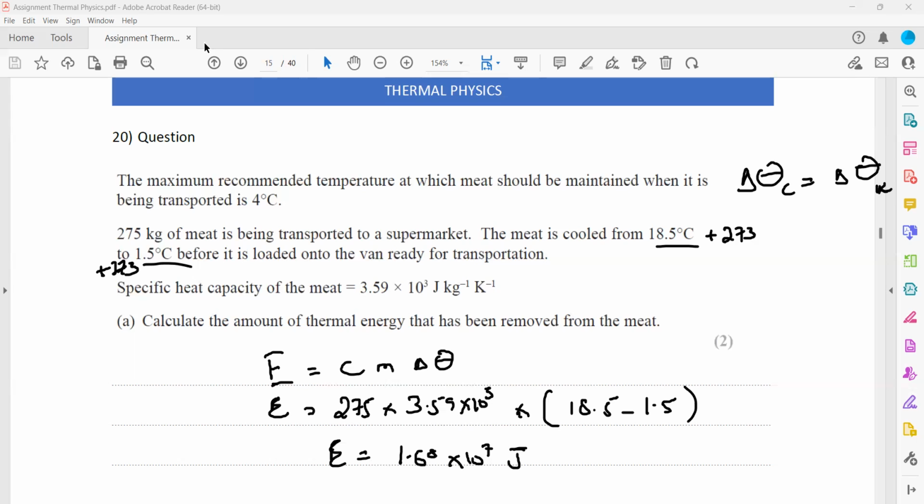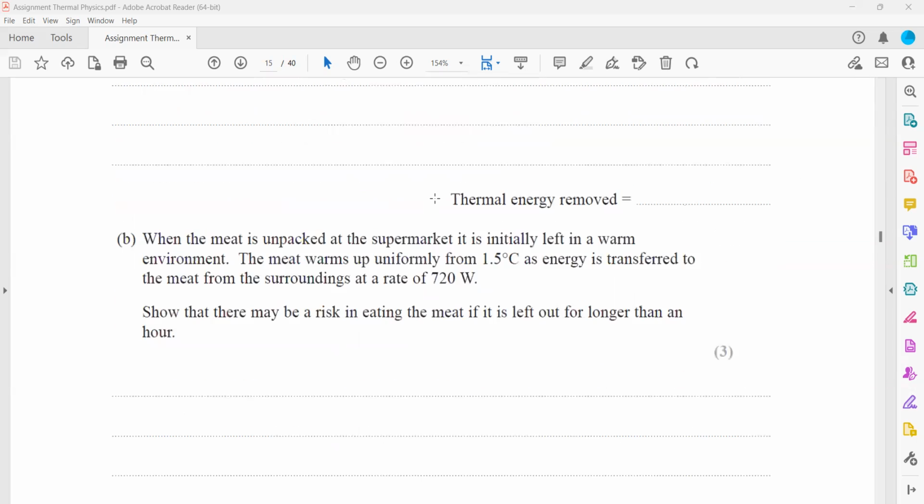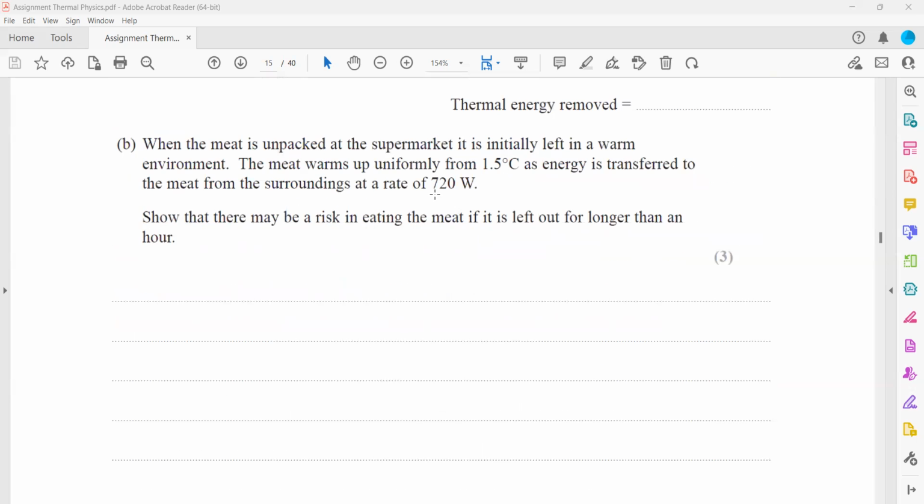In the next part, when the meat is unpacked at a supermarket, it's initially left in a warm environment. The meat warms up uniformly from 1.5 as energy is transferred to the meat from the surroundings at a rate of 720 watts, like 720 joules in 1 second. Show that there may be a risk in eating the meat if it is left out longer than an hour.